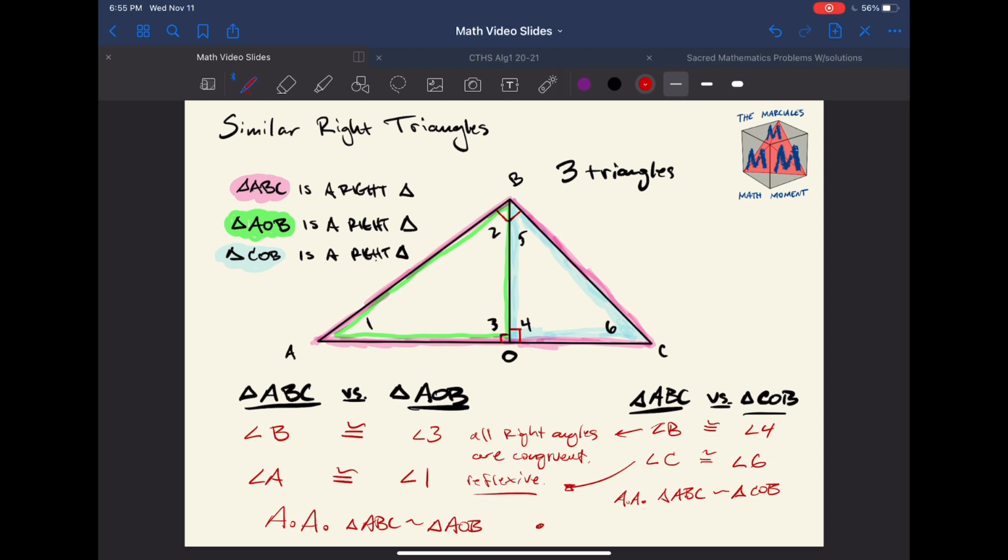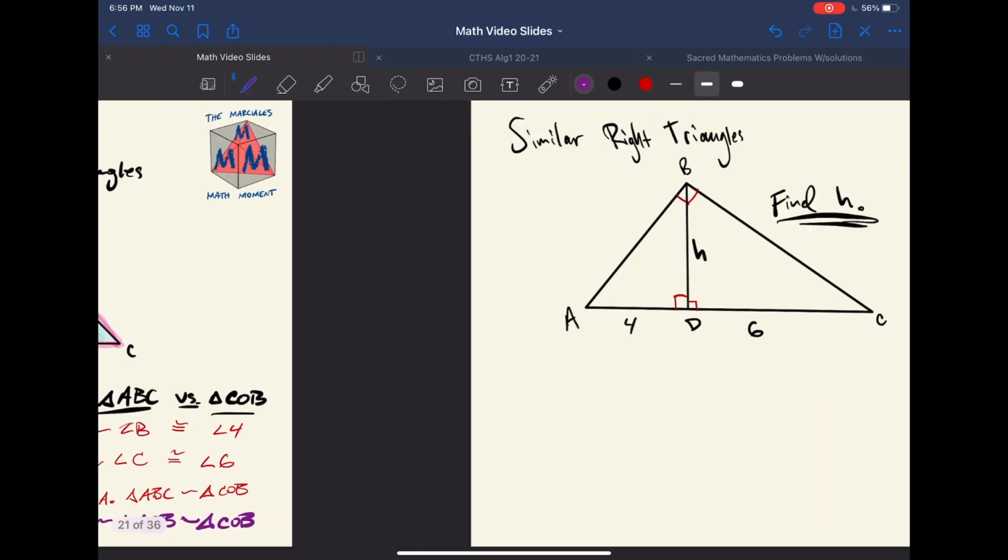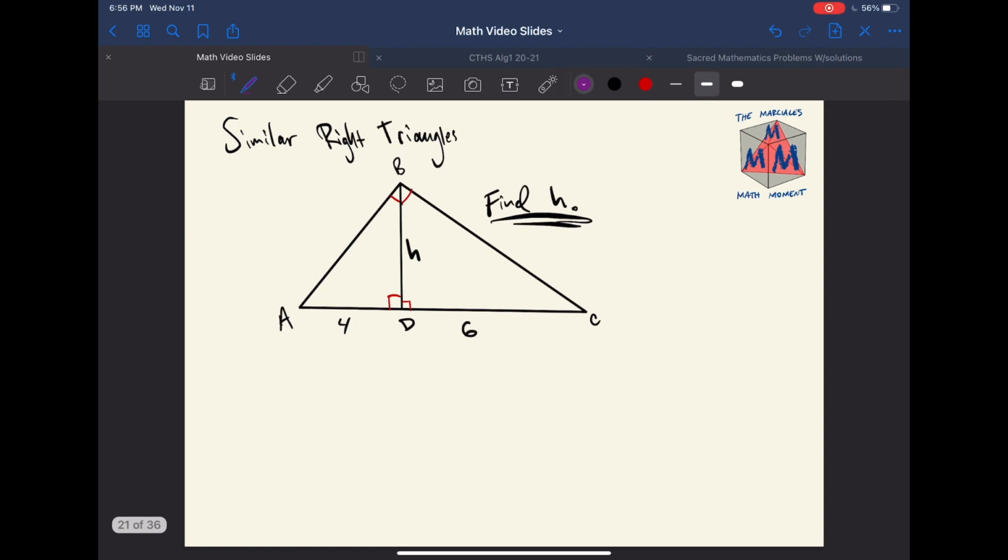Well, if the big pink triangle is similar to the green one and the big pink triangle is similar to the blue one, well, by the transitive property, the green triangle is going to be, I said congruent, I meant similar. By the transitive property, the green triangle is going to be similar to the blue triangle. So all three of those triangles are similar to each other. They're all the same shape, different sizes. So we can use that fact to solve for a missing side in a triangle.